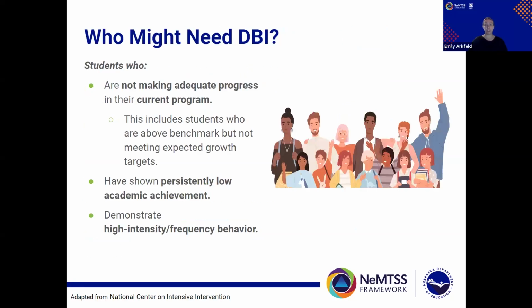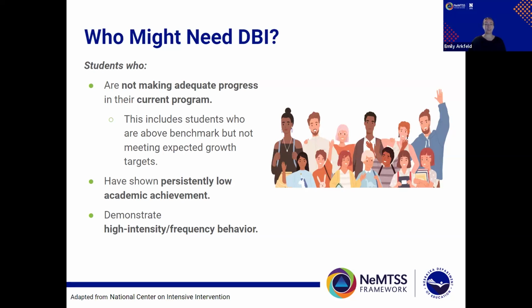When we're thinking about what students might need DBI, we're looking at students perhaps who are not making adequate progress in their current program. This includes students who are not meeting benchmark after Tier 1 core instruction and supports, and students who are not making progress after receiving Tier 2 targeted supports and interventions. We also are looking at students that are not making progress after receiving Tier 3 intensified supports and interventions.